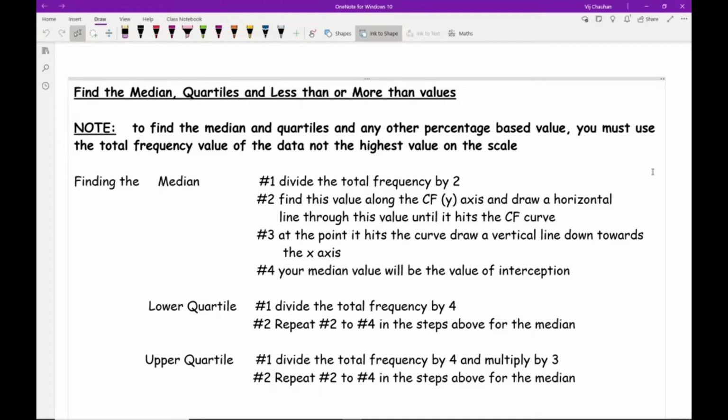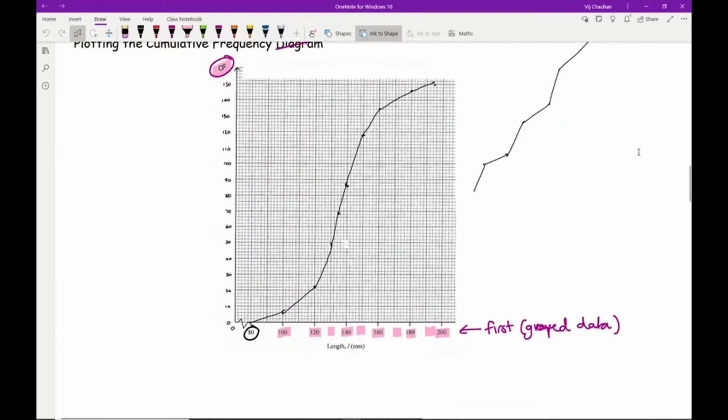not the highest value on the scale. What that basically means is that sometimes, as you can see here, my largest value is at 195. It isn't at 200, so I've got to make sure that I'm using the highest possible number. Likewise, if my scale went up to 160, it wouldn't be 160, it would be whatever the cumulative frequency value hits at this. That will be the same as the total grouped frequency.